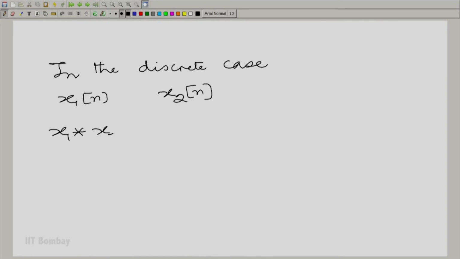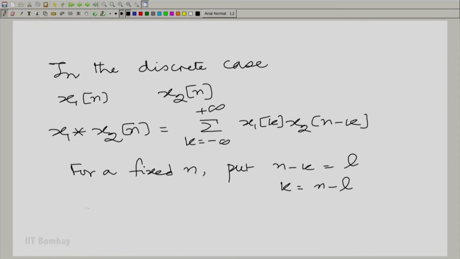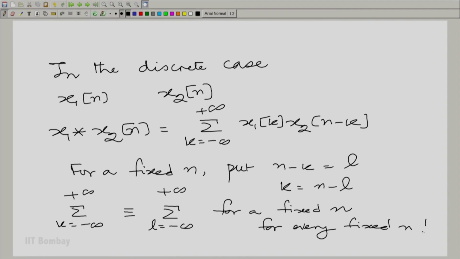So, x1 convolved with x2 evaluated at n is just summation over all k, x1[k] x2[n minus k]. Now, again for a fixed n, put n minus k equal to L, which means k is n minus L. And of course, summation k going from minus to plus infinity is equivalent to summation L going from minus to plus infinity, for a fixed n and for every fixed n.